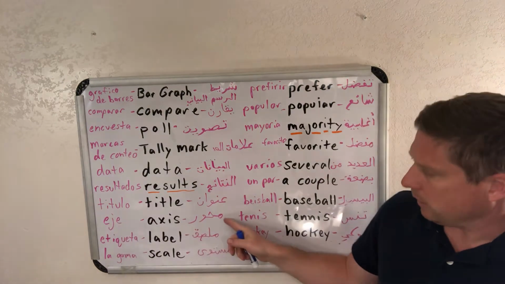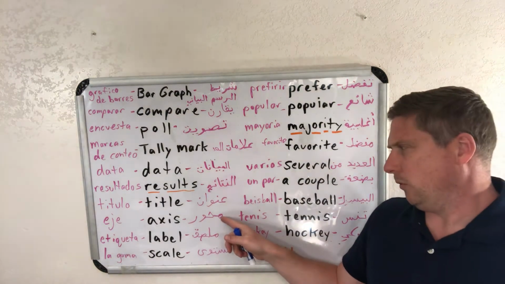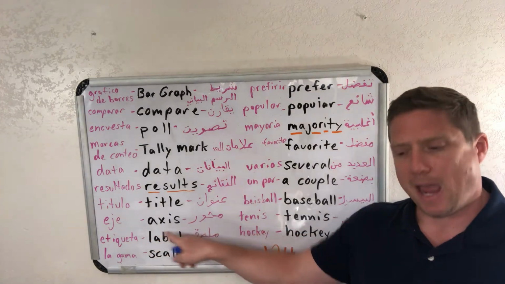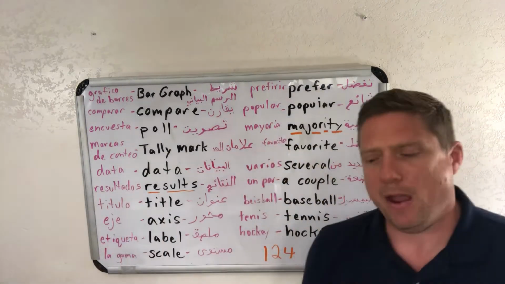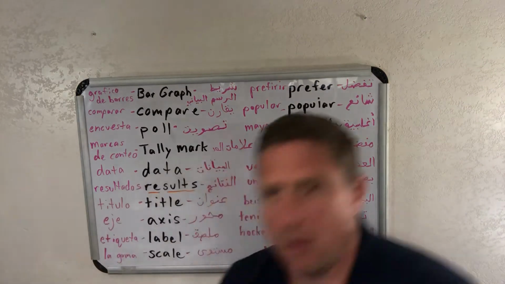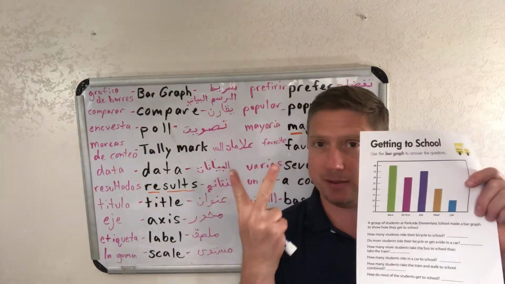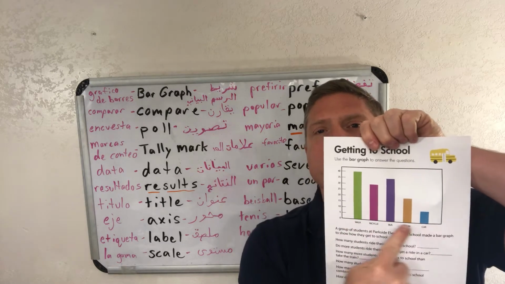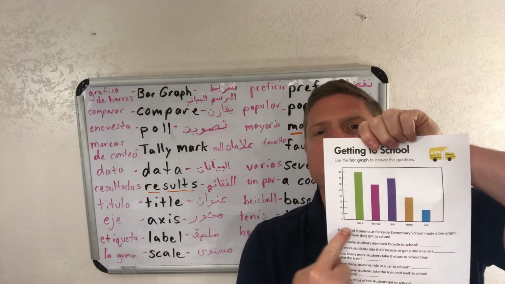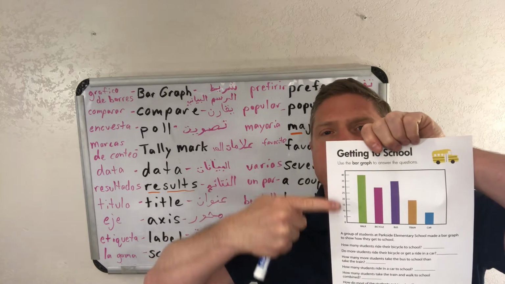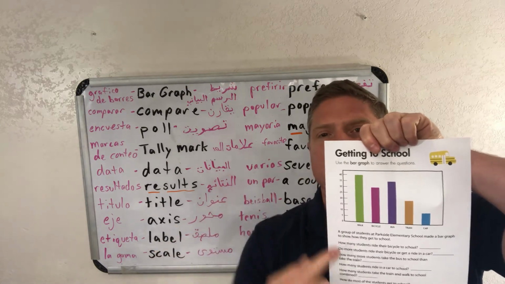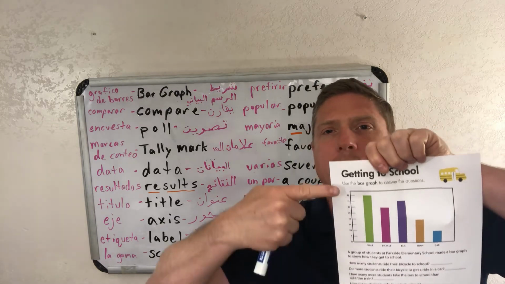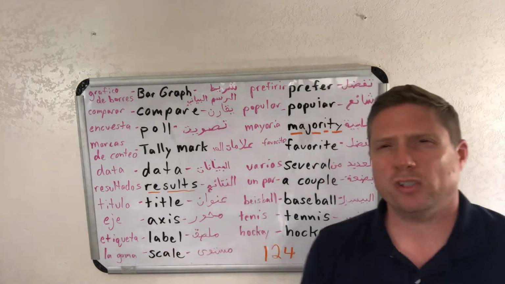Axis. Every bar graph has 2 axes. We have the x-axis here, and we have the y-axis here. X-axis, y-axis. We'll study that more later.